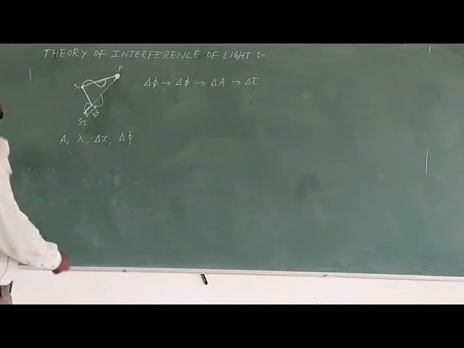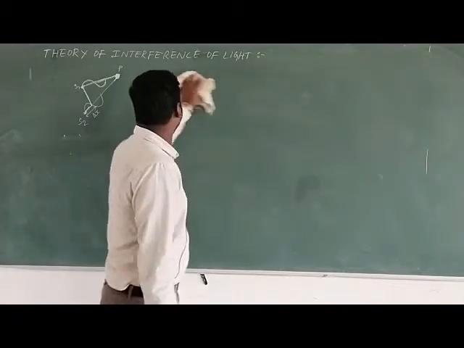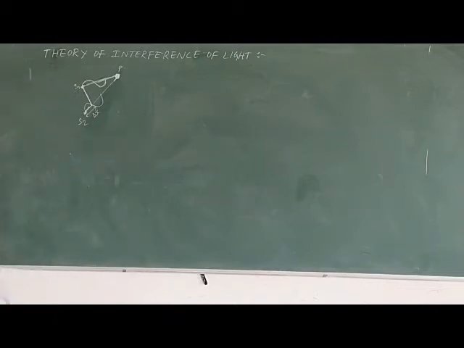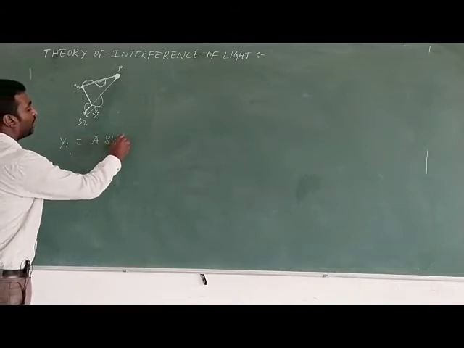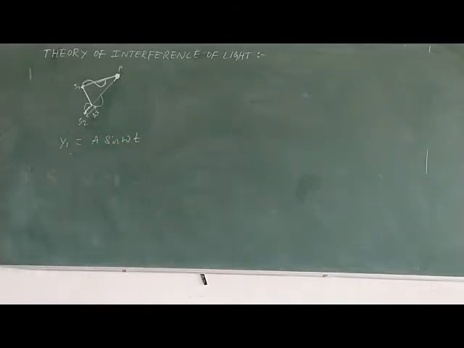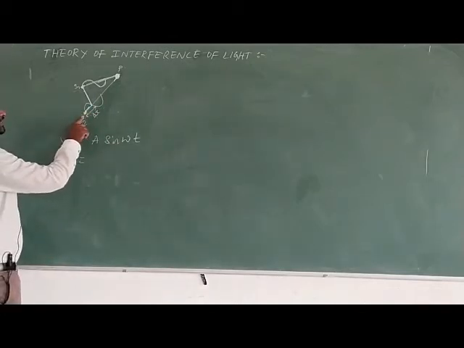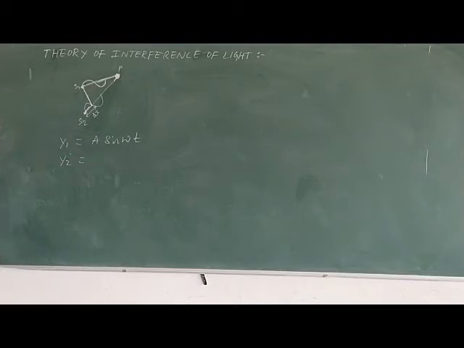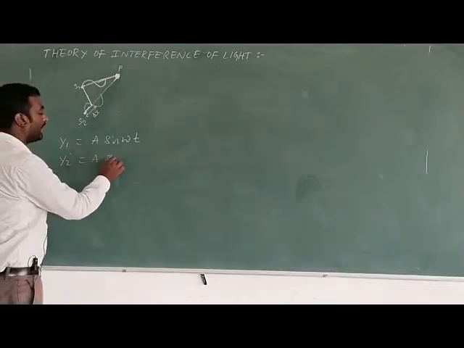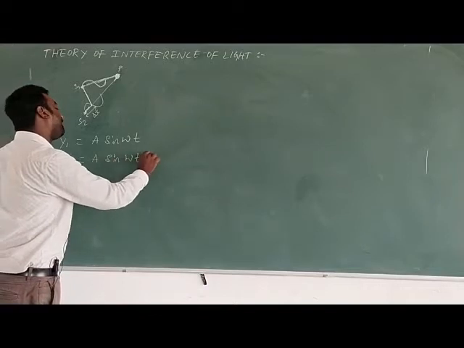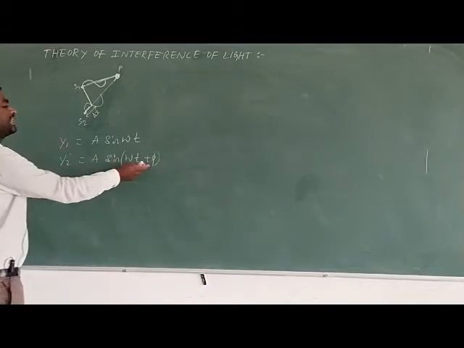Let us take the displacement produced by the S1 waves. The displacement produced by the S1 wave is y1 = a sin omega t, and the displacement produced by the S2 wave is y2. That means the displacement of the wave at a point P due to S1 is given by y = a sin omega t. The displacement produced by the source S2 at a point P is given by y = a sin(omega t + pi). Remember that, a sin(omega t + pi).